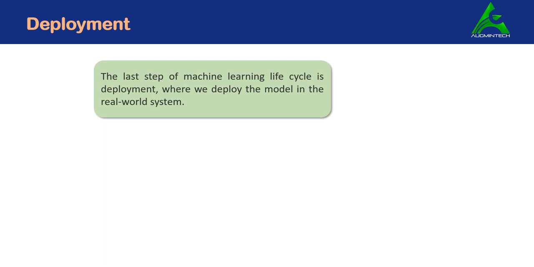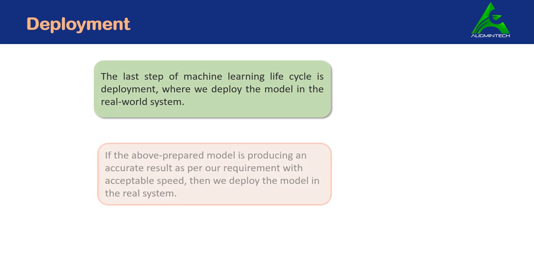The last step of the machine learning lifecycle is deployment, where we deploy the model in the real world system. If the above prepared model is producing an accurate result as per our requirement with acceptable speed, then we deploy the model in the real system. But before deploying the project, we will check whether it is improving its performance using available data or not. The deployment phase is similar to making the final report of a project. And the deployed models need monitoring.